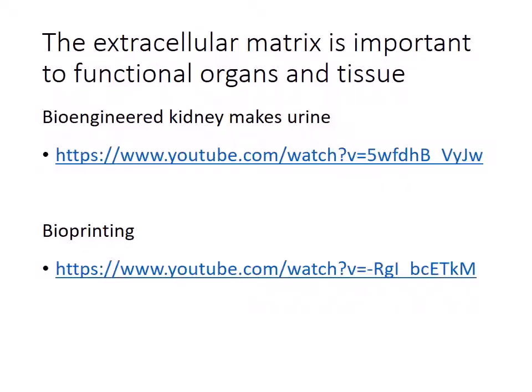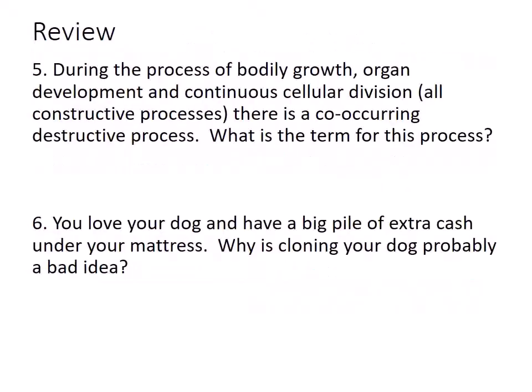So the extracellular matrix is all the stuff outside of the cell, and that's really important to functional organs and tissues. The reason these things are exciting to look at and important to talk about in this unit is because it's not just the cells that are important. You have to have the extracellular matrix, or the stuff around the cells. It's also to think about the applications of things like induced pluripotent stem cells and what they could be used to do. So let's review.